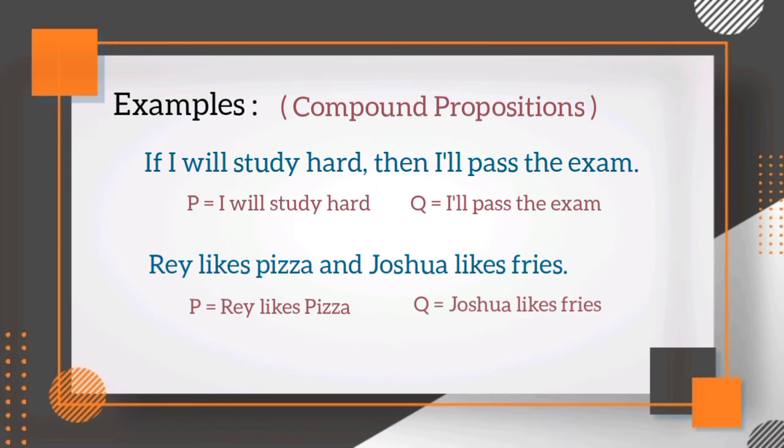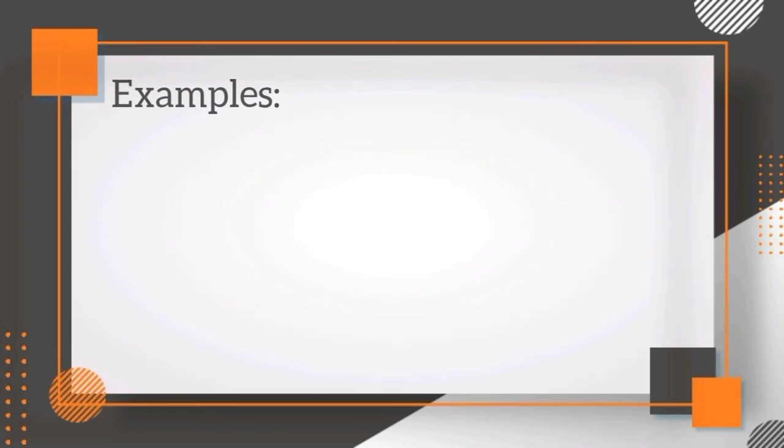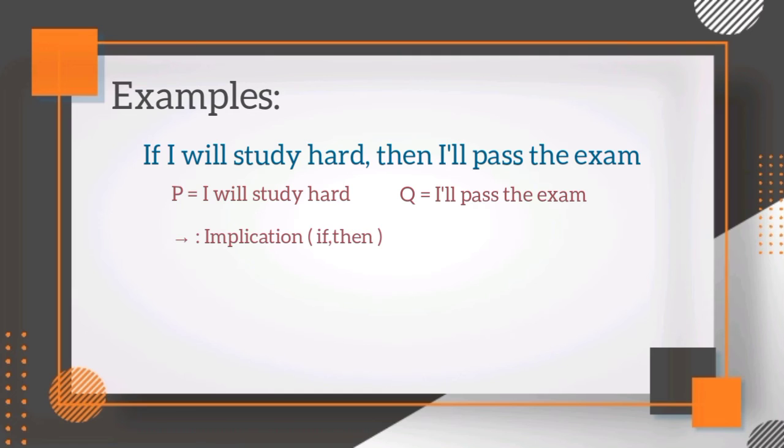Since we already know what propositional and connective symbols are, here are now some examples of propositional symbols with connective symbols. For our first example, if I will study hard, then I'll pass the exam. Here, I will study hard will be our first proposition, so it will be our P. Then, our second proposition will be I'll pass the exam, so it will be our Q. And as you can see, the connective used in the statement is if then, so we will use the implication symbol. So if we arrange the symbols, this will be the resulting answer.